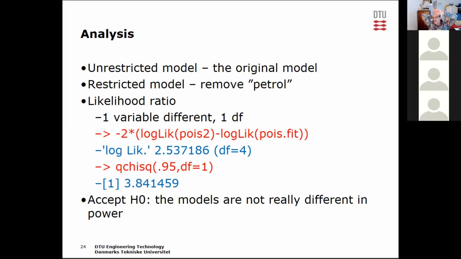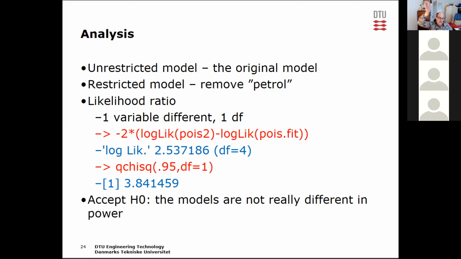The degrees of freedom is 1 because we dropped one variable. So we have changed the degrees of freedom by 1. So the degrees of freedom for this test is 1. So we run the chi-square to get the critical value for this 0.95 at 1 degree of freedom, and it's 3.8.